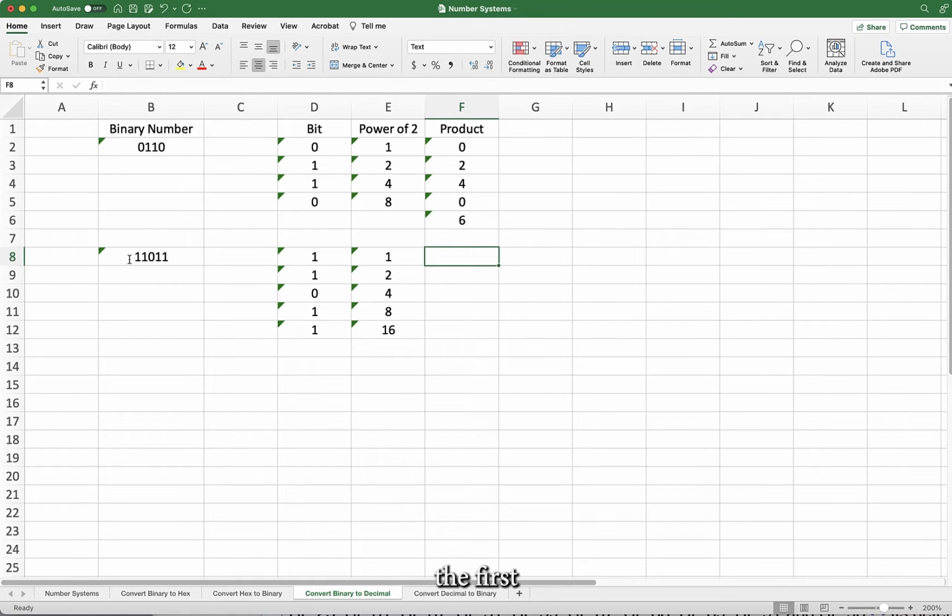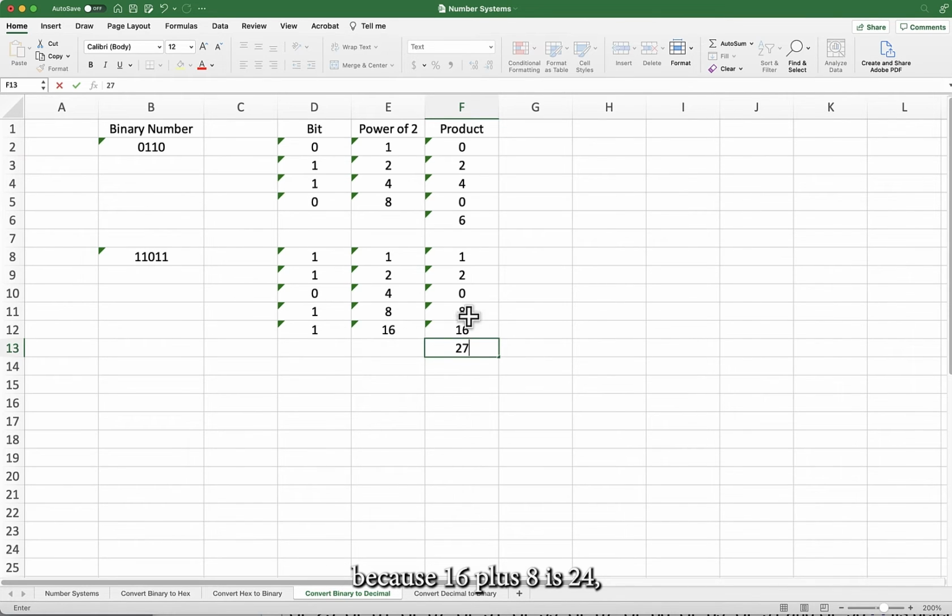The first 1 times 1 is 1. 1 times 2 is 2. 0 times 4 is 0. 1 times 8 is 8. 1 times 16 is 16. Add this all up, and I'm going to get a result of 27, because 16 plus 8 is 24, plus 2 is 26, and 1 is 27.